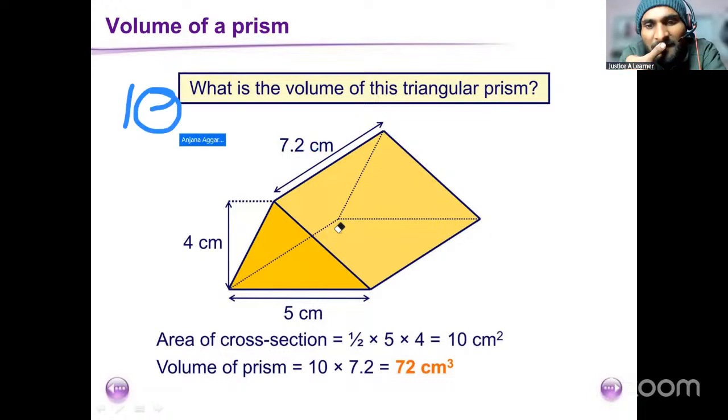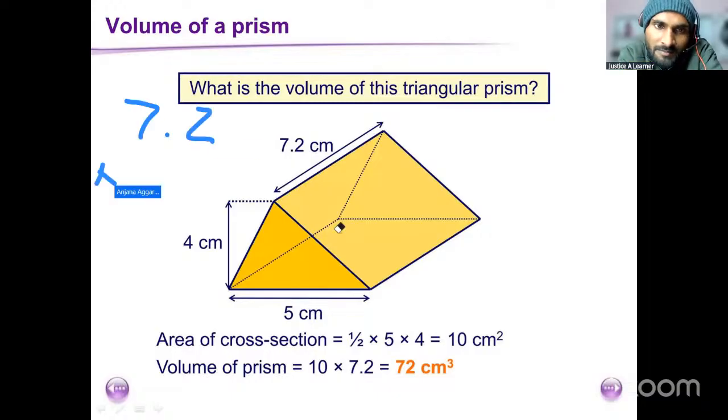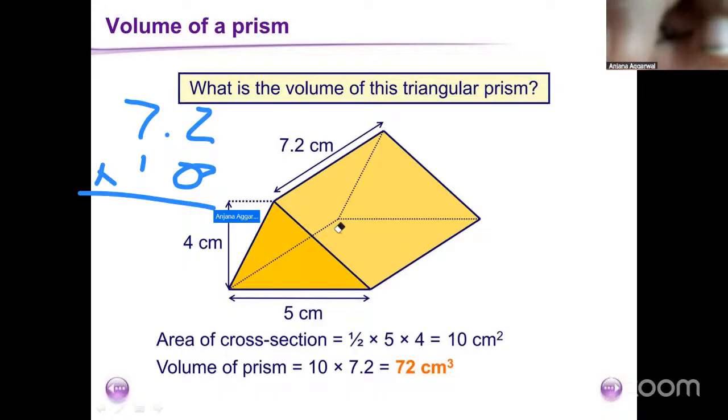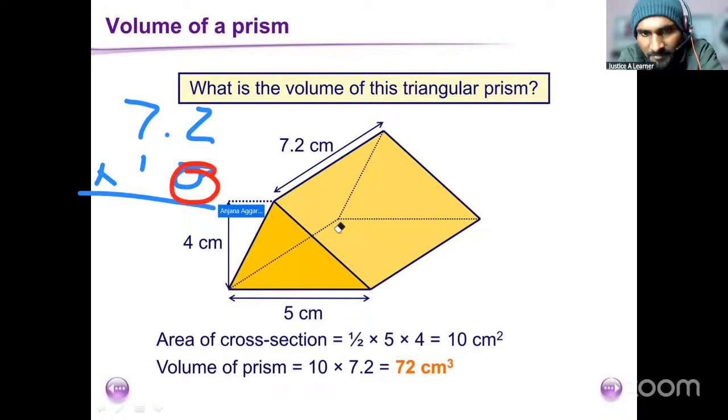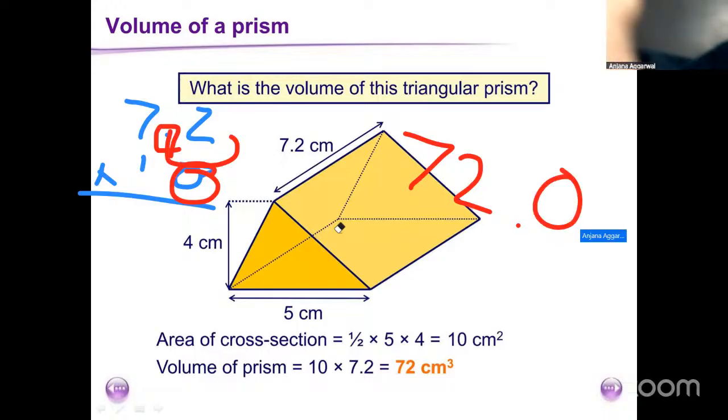And then that 10 will be multiplied with the length, the complete length of the prism. We can see 7.2 centimeter. So that is the formula. 7.2 into 10, which is 72.0. By the way, this type of question would not be asked in an exam.